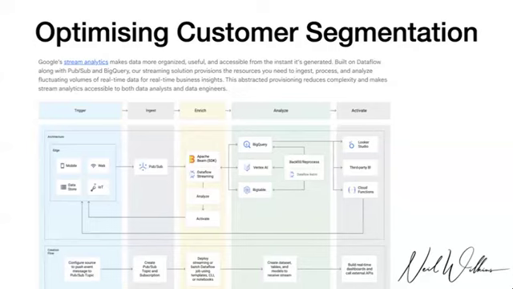And then if you can start to understand the data sets, the data points, and the communications back from the marketplace and those customers that you can capture, then you start to be able to plot out the different steps and the different stages that may well be able to inform these predictions that we're looking for here. So Google's Stream Analytics makes data much more organized. You can use this one as well. It's accessible from the instant it's generated.